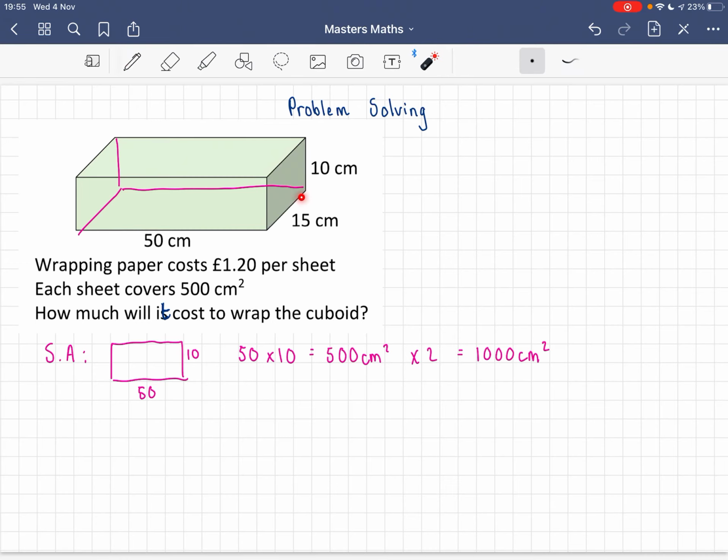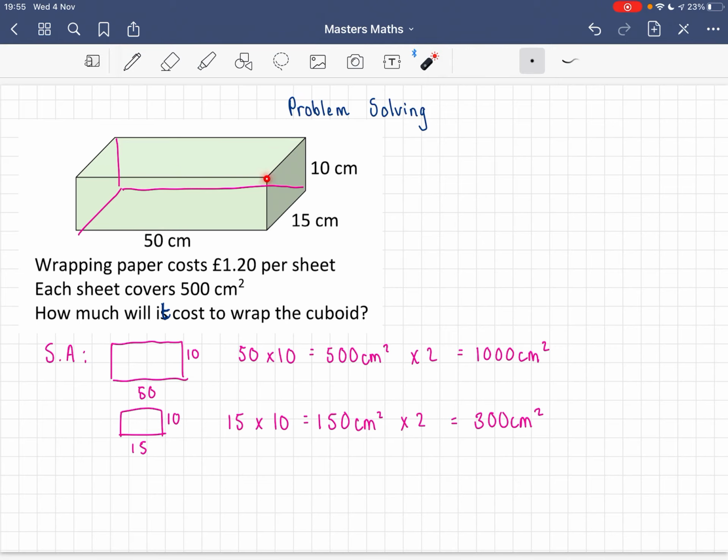Now let's look at the sides. So again, they are rectangles and they have a base of 15 and a height of 10. So to find the area, we need to do 15 multiplied by 10, which is 150 centimetres squared. We need to multiply that by 2 because the right-hand side and the left-hand side are exactly the same shape, meaning they have the same area, which gives us 300 centimetres squared between the two.